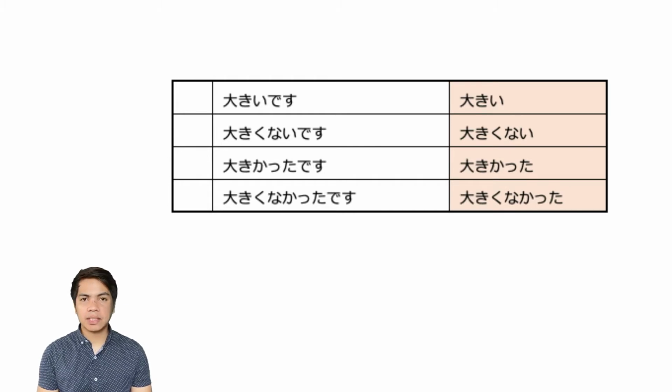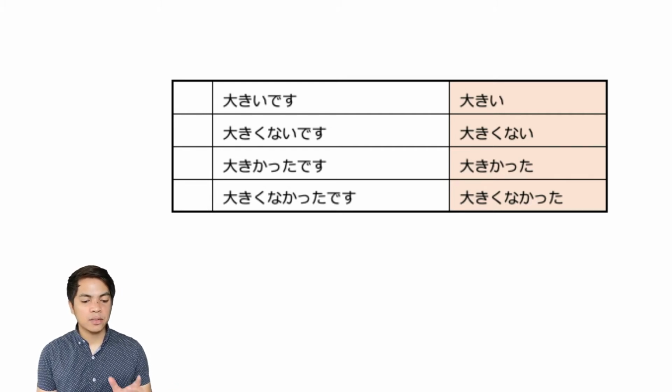Now let's proceed to the adjectives. For i adjectives ending in desu, for example, ookii desu, it's big. Just remove desu. Ookii. Now it becomes plain style. Next, the negative of i adjective. The negative of ookii, ookikunai desu. Just remove desu, ookikunai. Next line, ookikatta, past tense. Ookikatta desu. Just remove desu, ookikatta. You now have a plain style.